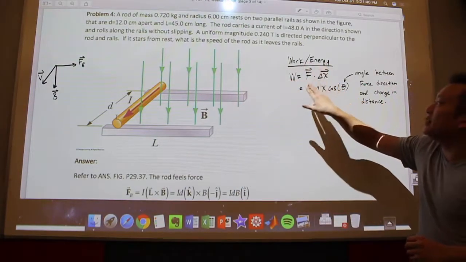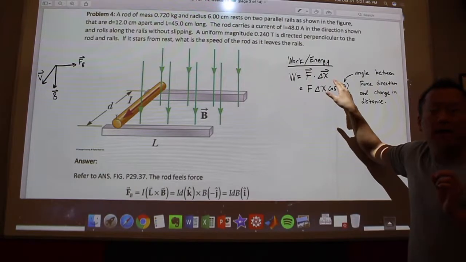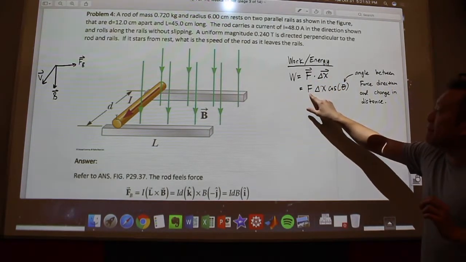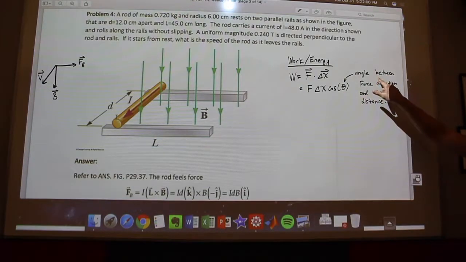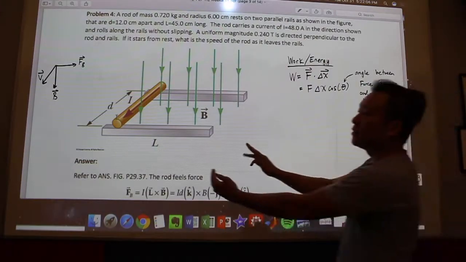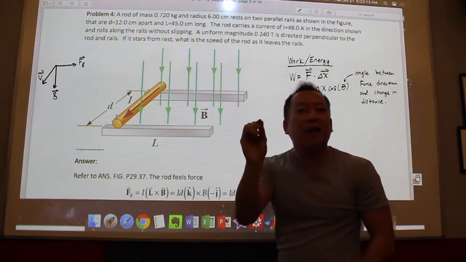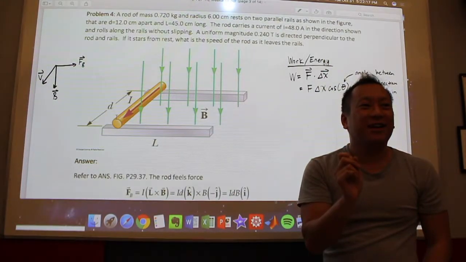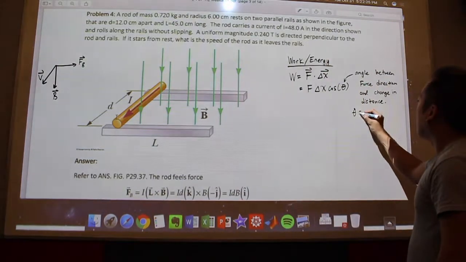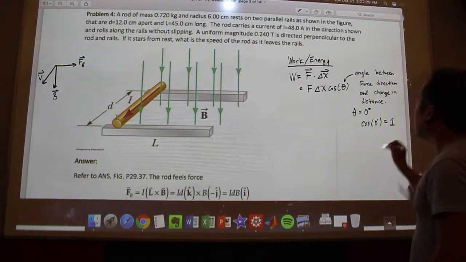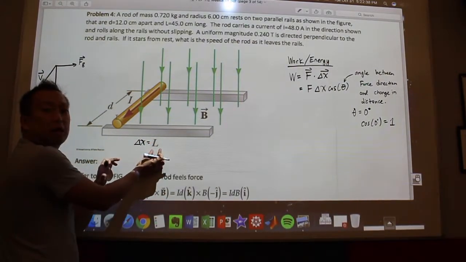Now, let's review real quick the work energy theorem. Work equals the dot product of F dot change in distance. To write it out with the cosine in there, it's the magnitude of F times the magnitude of the displacement times the cosine of that angle. What is that angle? That angle is the angle between the force direction and the change in distance. The force direction is in the x direction, and the change in distance is also in the x direction. So the angle between them is 0, and the cosine of 0 is 1. So it's just going to be F times the change in distance, and we're going to say that the change in distance is L.